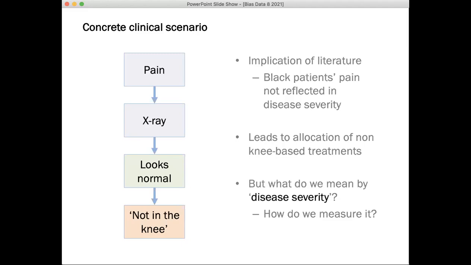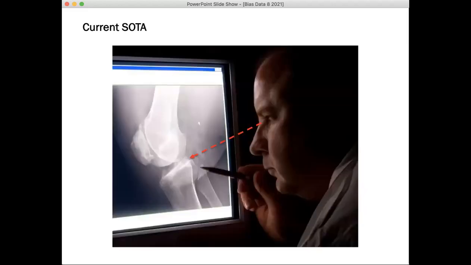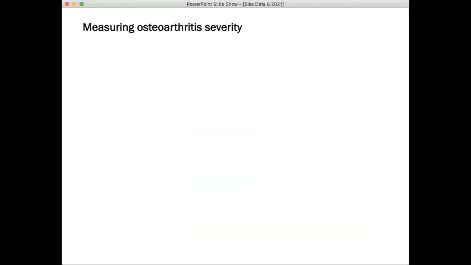Notice that everything that I've said so far depends a lot on what I mean by the knee looks the same, or the disease severity is the same. How do we measure the severity, for example, of arthritis in the knee? Well, let me show you the current state of the art. This is it. It's a doctor looking at an x-ray and grading that x-ray severity based on accepted criteria in medicine. So what are those accepted criteria? Well, they're based on detailed features of what the x-ray looks like.